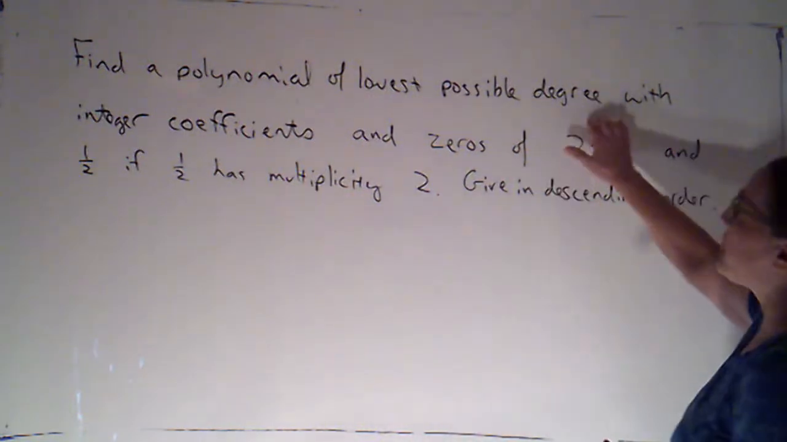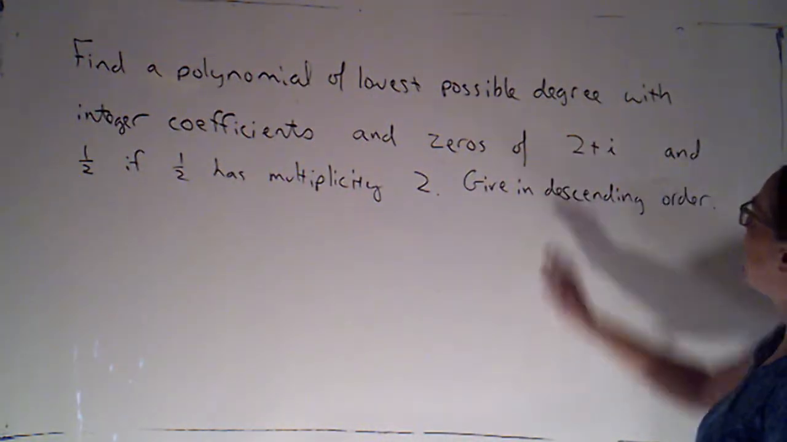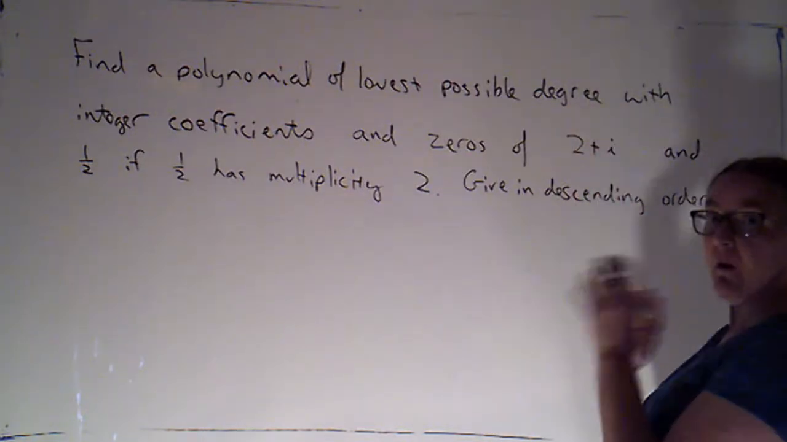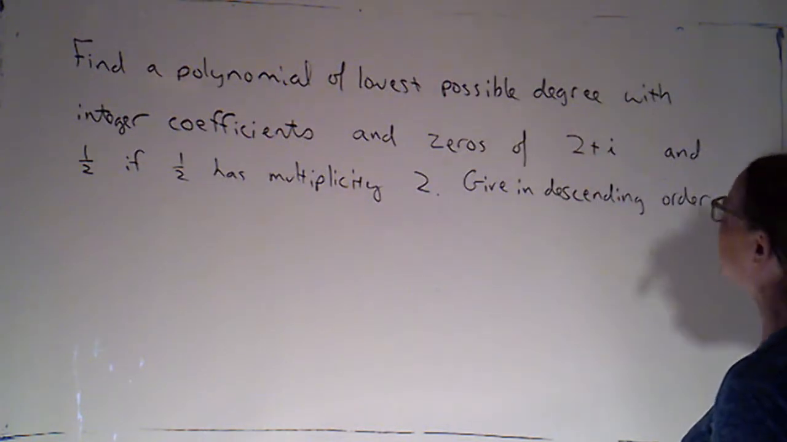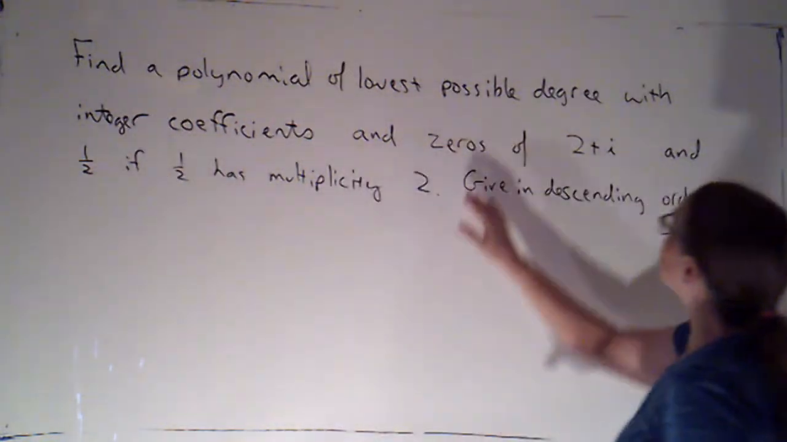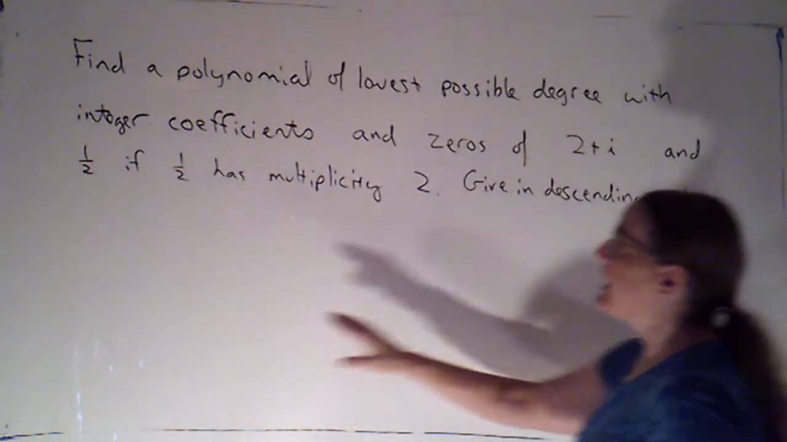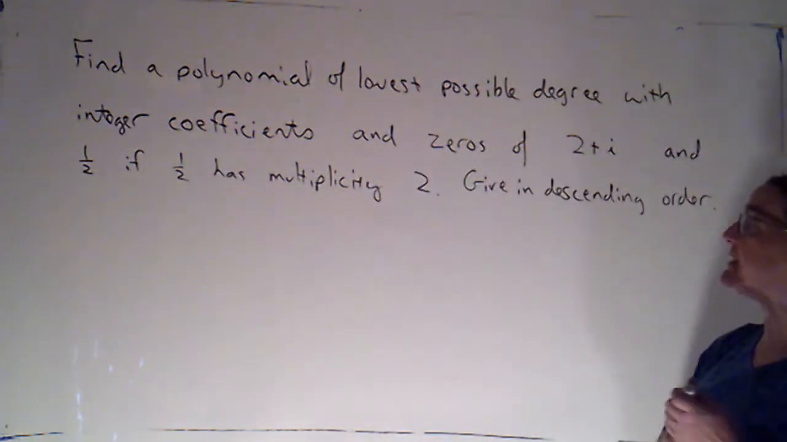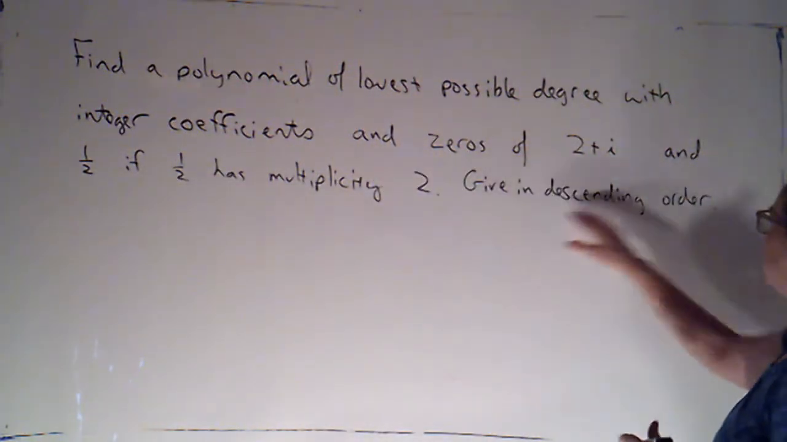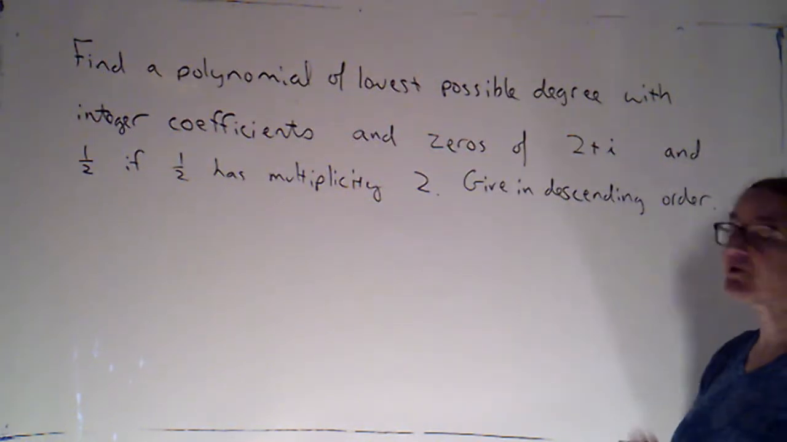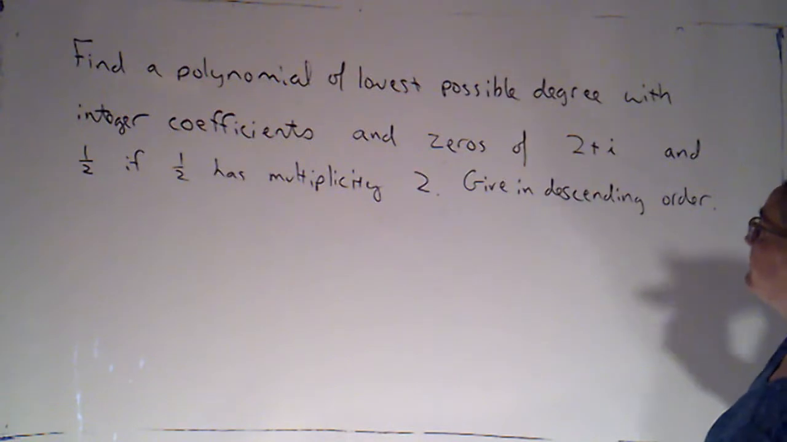Okay. So here we're asked to find a polynomial of lowest possible degree. So don't throw in factors that aren't necessary if they have x's in them, with integer coefficients and zeros of 2 plus i and 1/2, but where I'm told that 1/2 has a multiplicity of 2. And then we're told to give it in descending order, which means we're going to have to multiply it out. So I'm going to start by finding it in factored form.